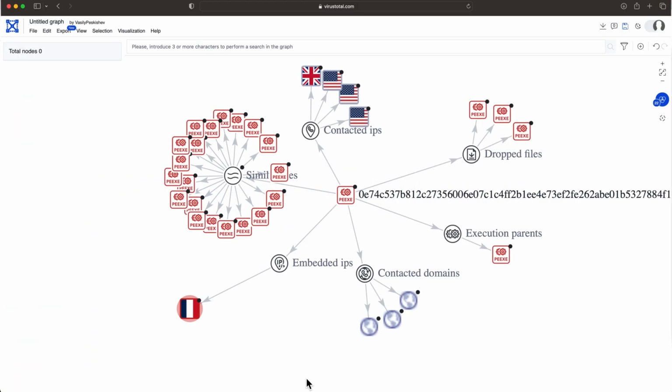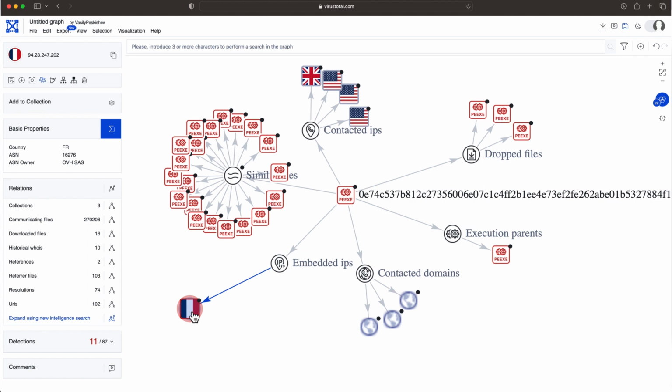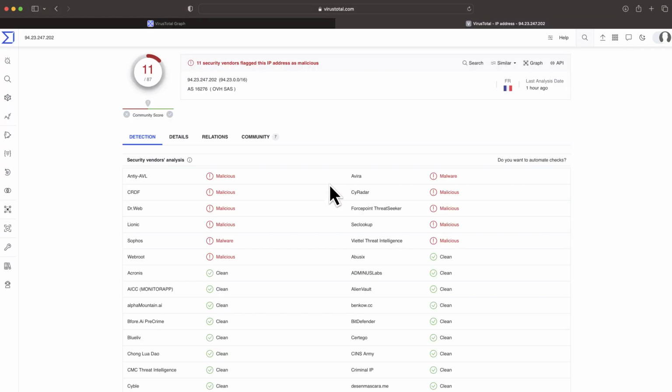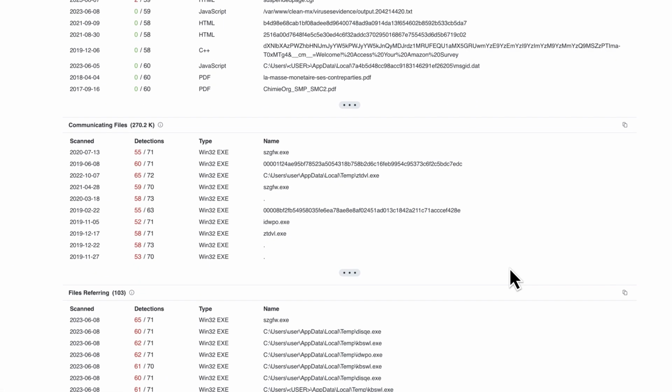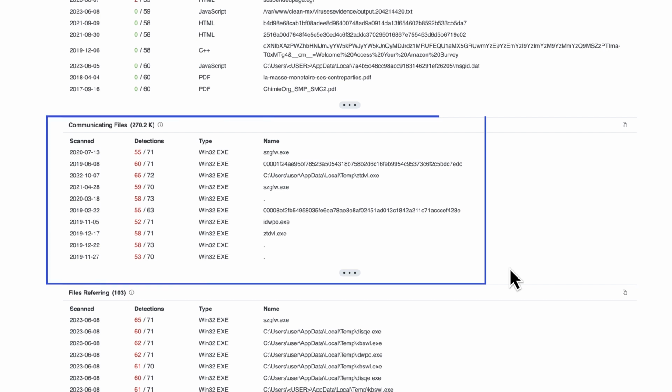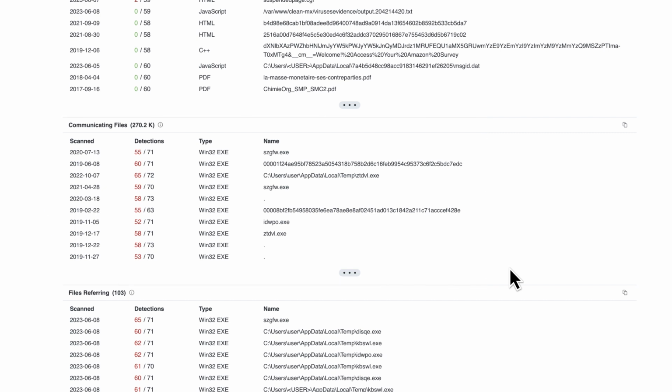Let's continue investigating the role of every networking element in the infrastructure we're investigating. In an ideal case, we will find a single clearly malicious element that concentrates malware communication, in this case, an embedded IP found in the body of the malware. We would need additional context to help qualify the network element, but it seems pretty clear that IP concentrates a lot of malicious activity.